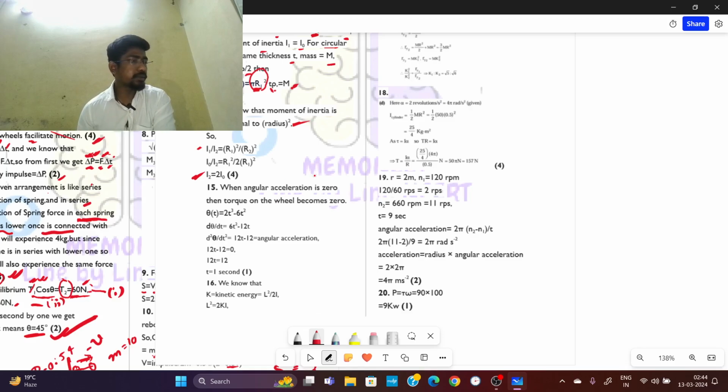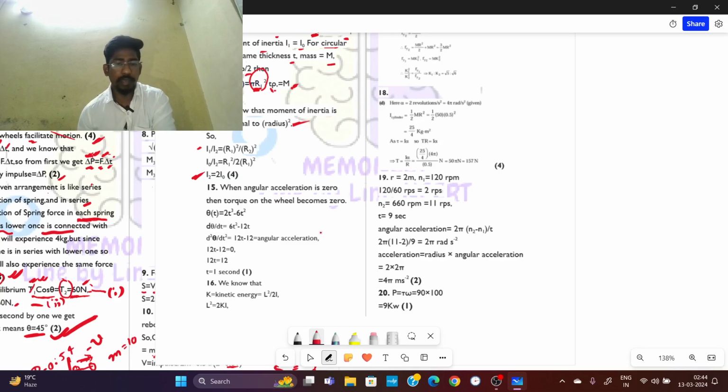The instantaneous angular position of a point on a rotating wheel is given by the equation theta equals 2t cube minus 6t square. The torque on the wheel becomes 0 at. You have to calculate at which time the torque on the wheel becomes 0.